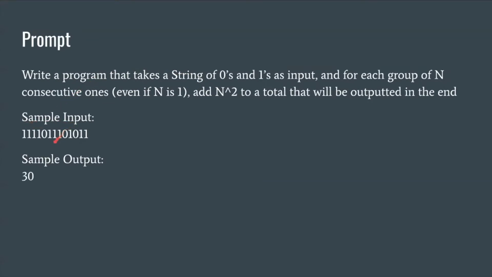So we have sample input and sample output. And for the sample input, we see that we first have a group of 4 consecutive ones. So that should add 16 to the total. And then we have a group of 3 consecutive ones, and that should add 9 to the total. And then we have 1 consecutive one, and that should add 1. And then we have 2 consecutive ones, which should add 4. So 16 plus 9 plus 1 plus 4 is equal to 30. And that's why the output for this input should be 30.